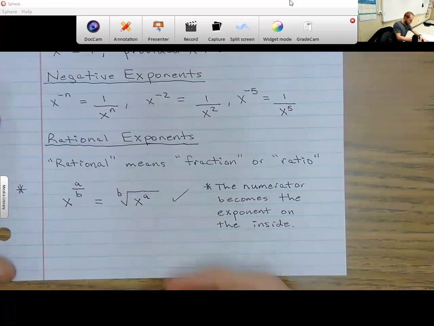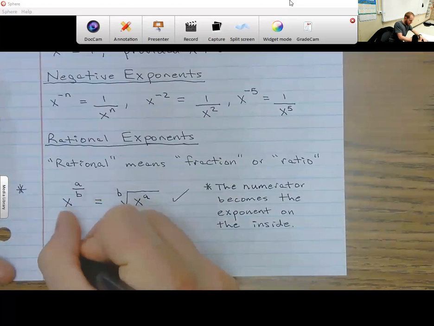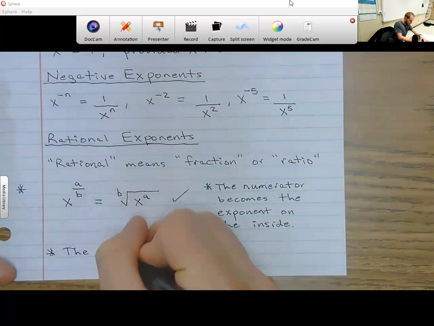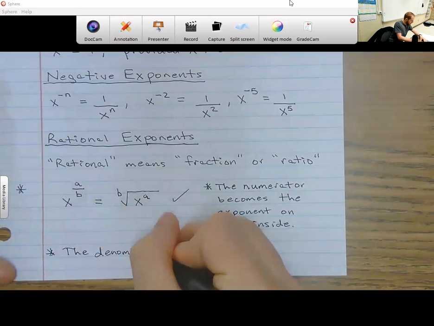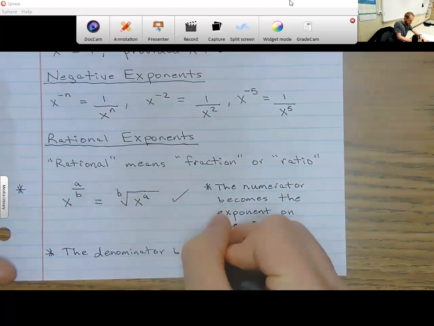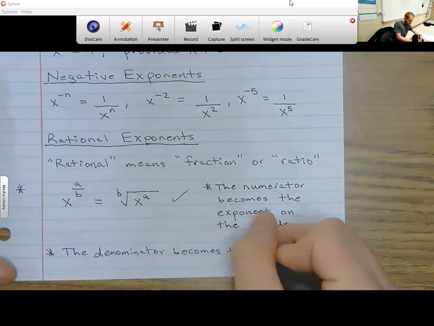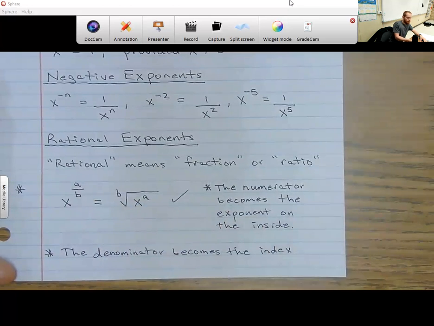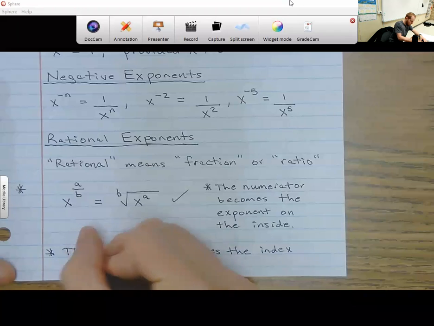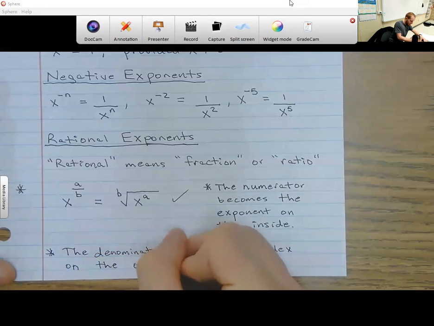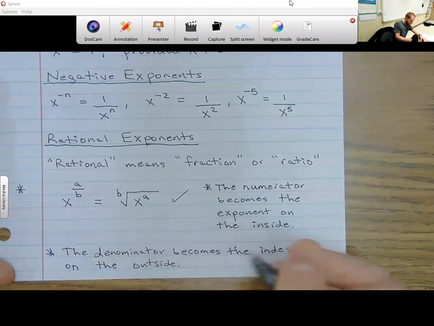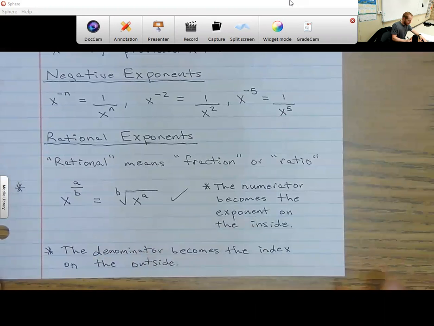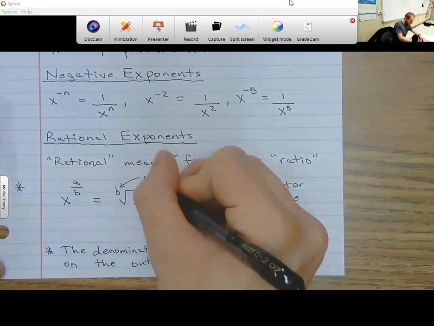And down here, I'm going to say the denominator, whatever the bottom of the fraction is, the denominator becomes the index. The denominator becomes the index on the outside. Okay, so basically the numerator becomes the exponent, the denominator becomes the index. Let me label that. This is the index.